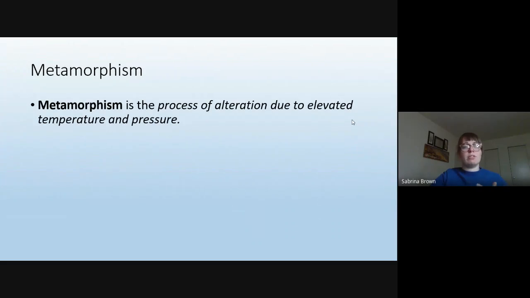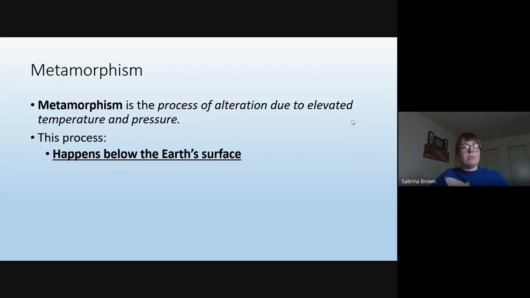So just another way to say metamorphism, we can say metamorphism is the process of alteration due to elevated temperature and pressure. And so this process is happening below the Earth's surface. We don't see it happening at the Earth's surface. So everything that we understand about the process of metamorphism is inferred from what we understand about how the inside of the Earth works and the evidence in the rocks that we collect on Earth's surface.